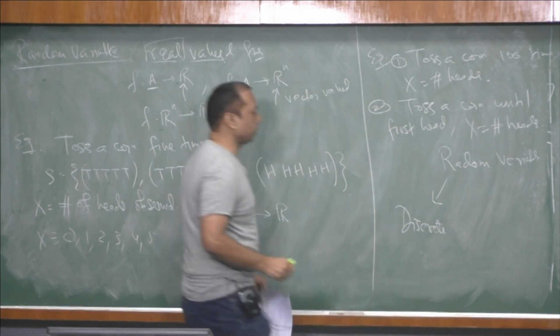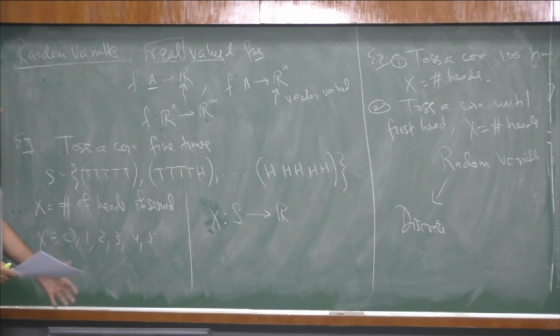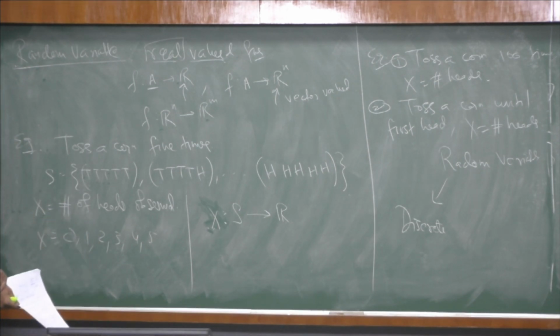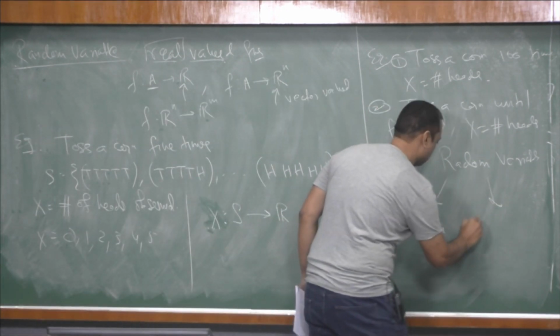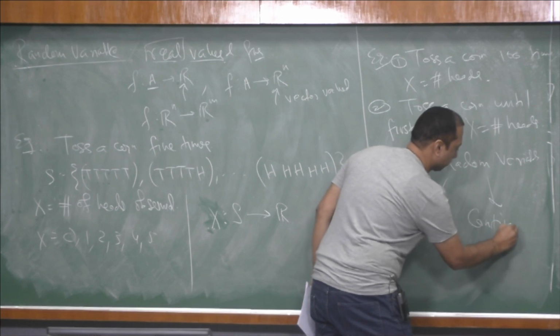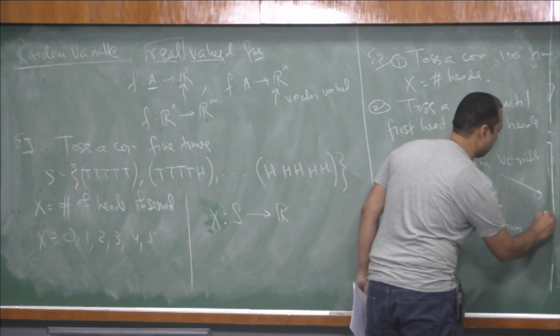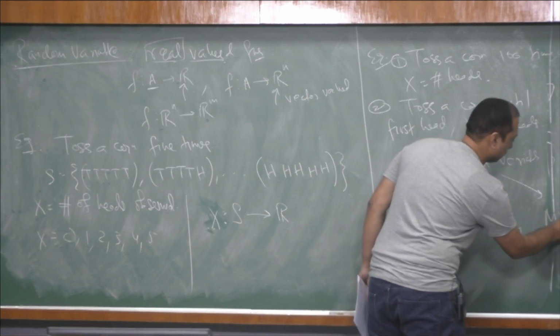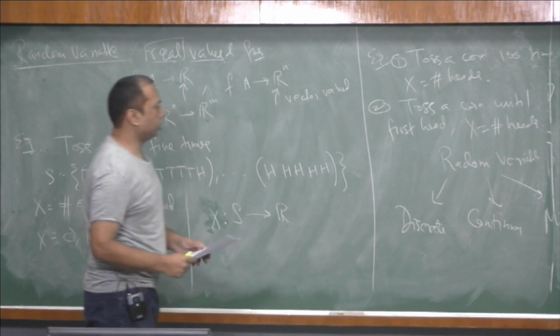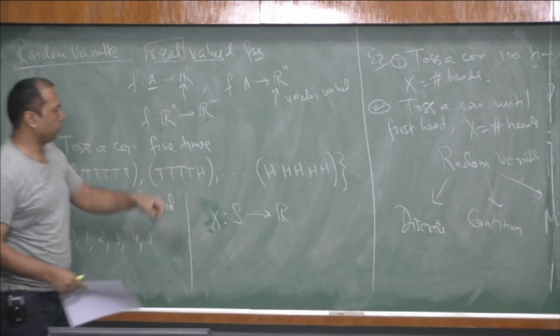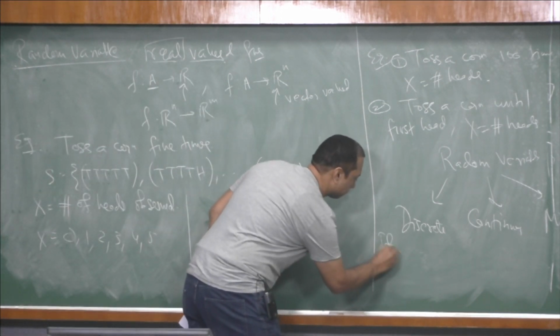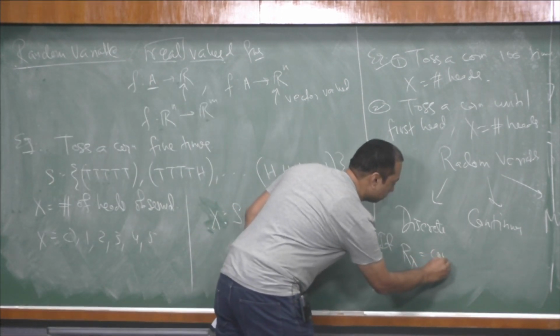So arguments are similar to what we did before, that probability models could be discrete, continuous, and so on. It's a similar argument here: discrete, continuous, and mixed. As we say, we call a random variable discrete if the range of the random variable is countable.